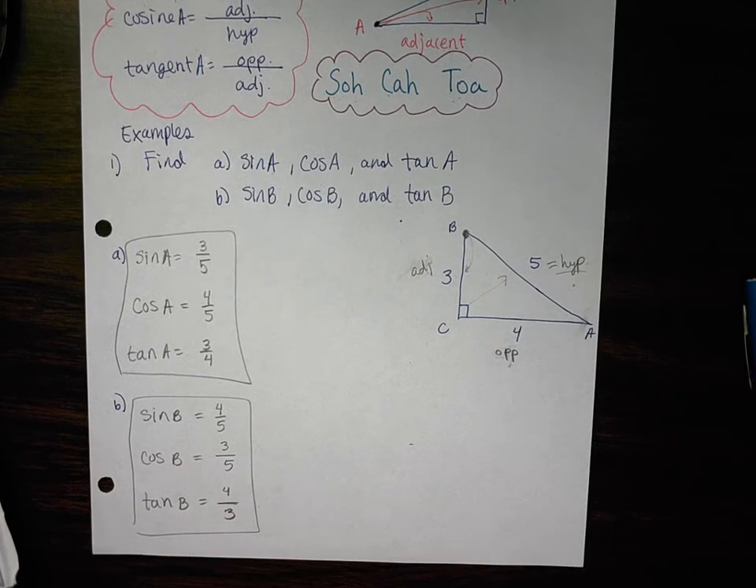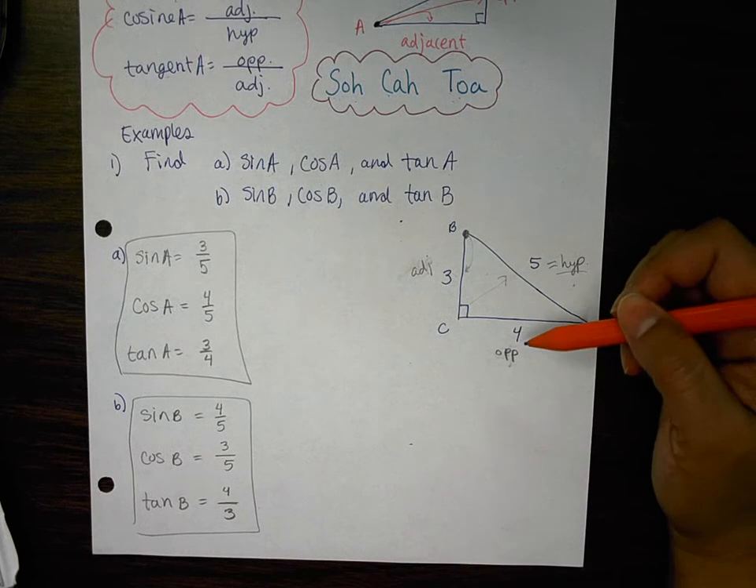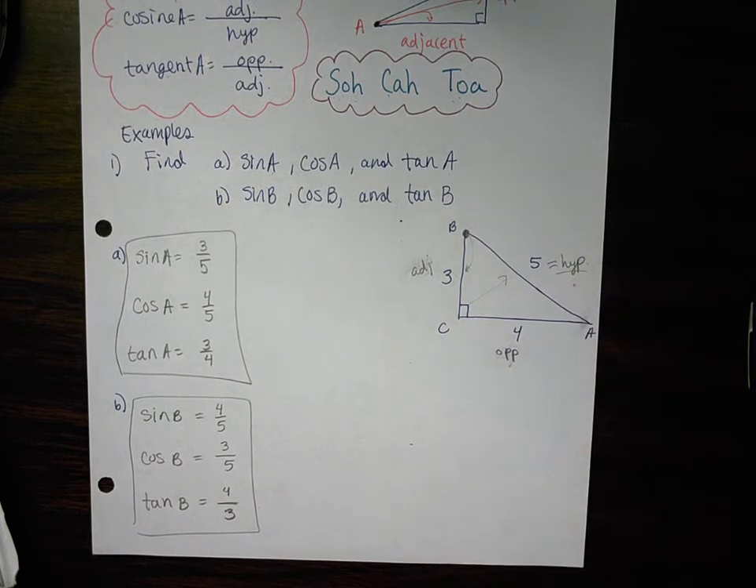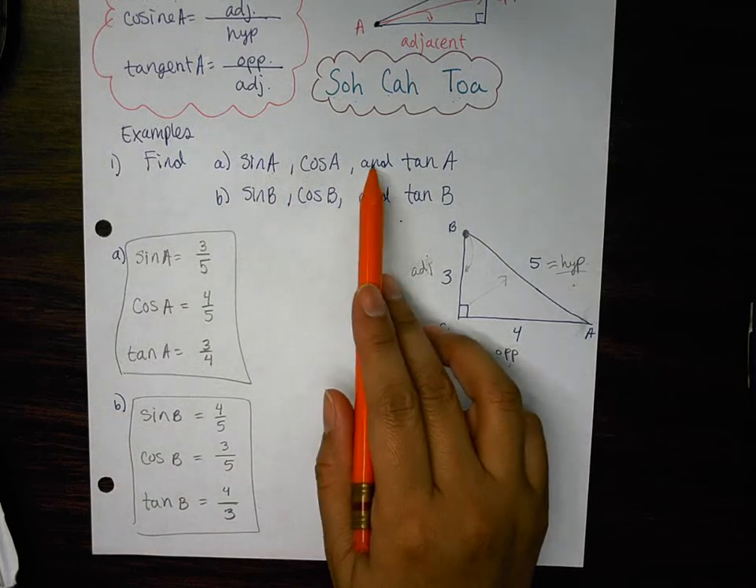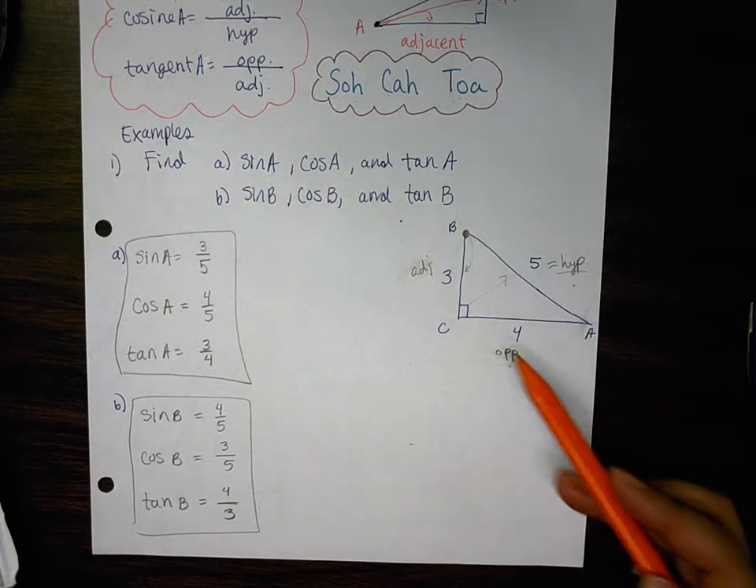If you know how to label things and you label it first, it's not going to be that bad. I do recommend you work in pencil on your homework because it's going to have questions like this where it switches from angle A to B and you're going to want to rename things.